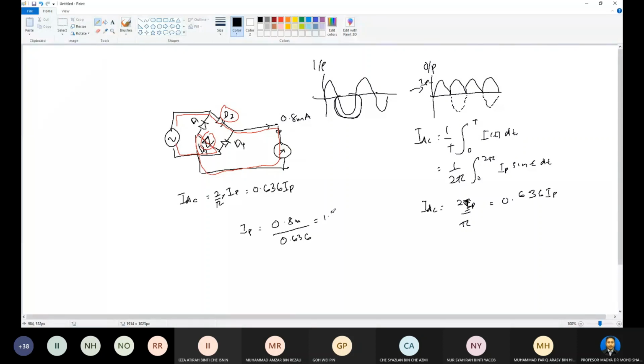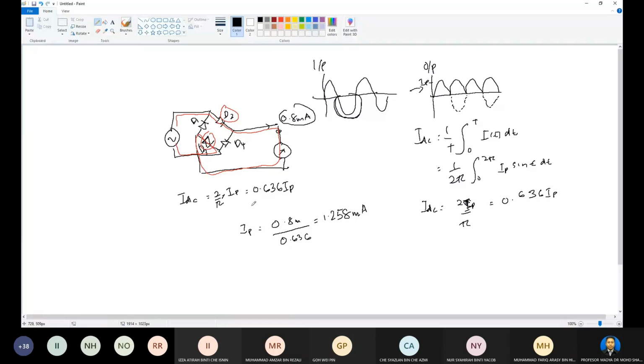So it will be 2 milliampere. Okay, that is for equation number 2. The current DC will already be given here, so this is the current DC, 0.8. And for question number 2, we want to calculate the current peak.